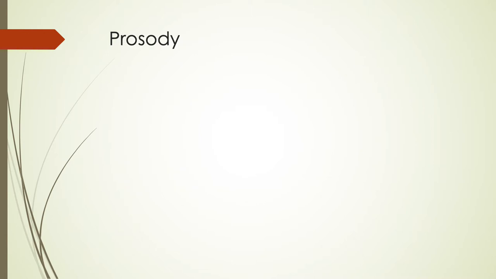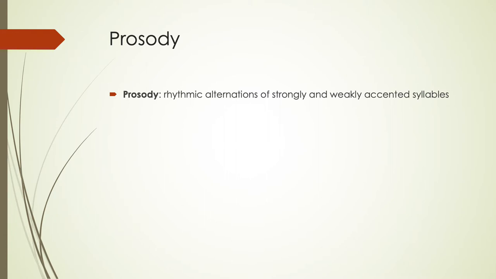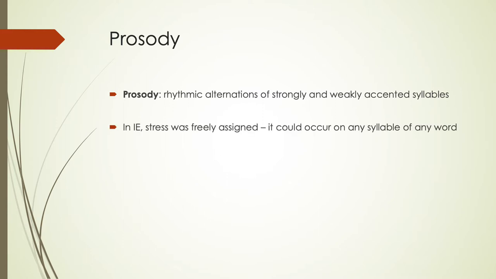To start with prosody, we're just talking about the rhythmic alternation of syllables themselves. So it's not the sound itself, but more the way the sounds are being said. Whether we're strongly accenting, weakly accenting, or whether things are or aren't stressed would involve prosody. In Indo-European, stress was freely assigned. You could find it on any syllable of any word. A particular word would have stress on a particular syllable, but you could find stress on any syllable depending on the word.